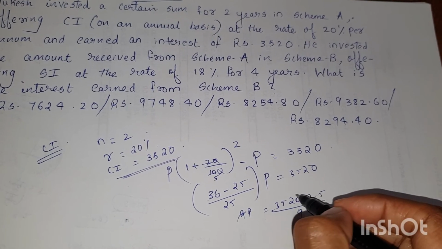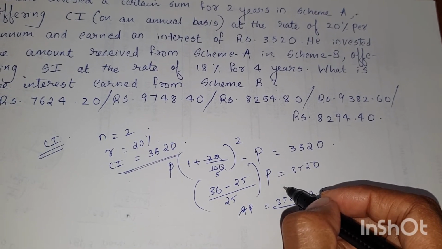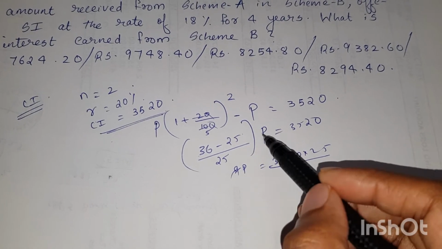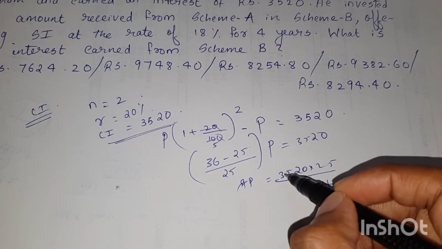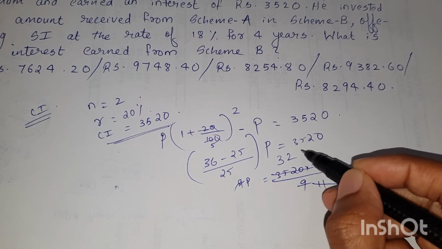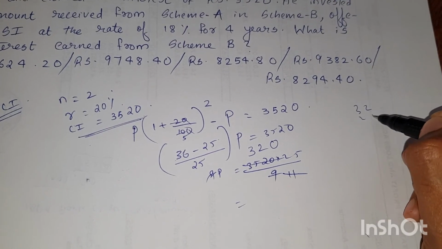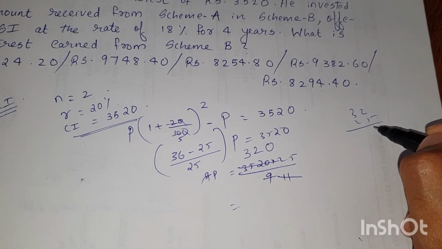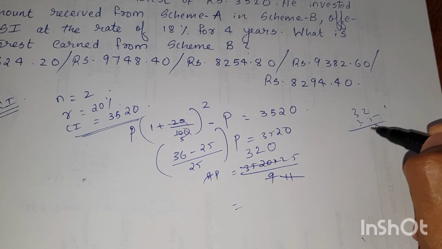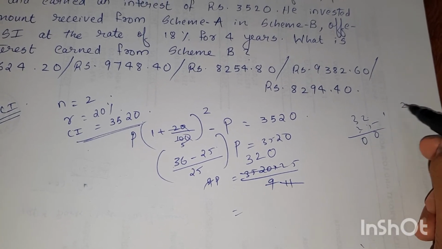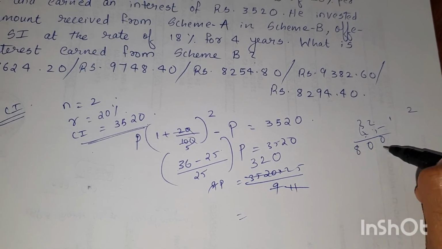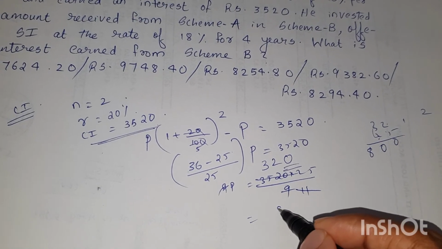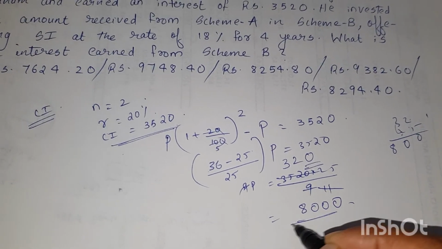Sorry, 36 minus 25, it is 11. So 3520 divided by 11 is 320. So 32 into 25, we know how to multiply, two-digit multiplication, that gives 800 plus this 0, so 8,000. So the principal is rupees 8,000.